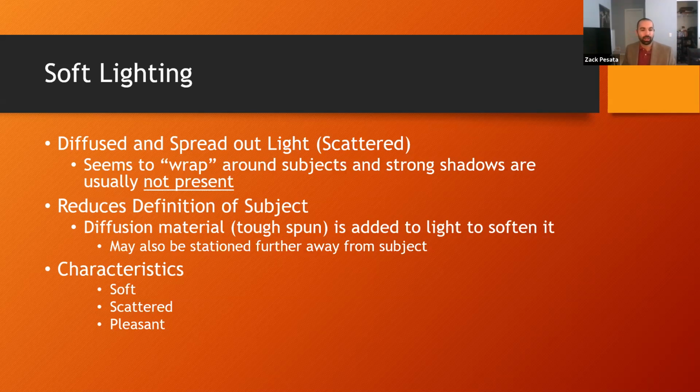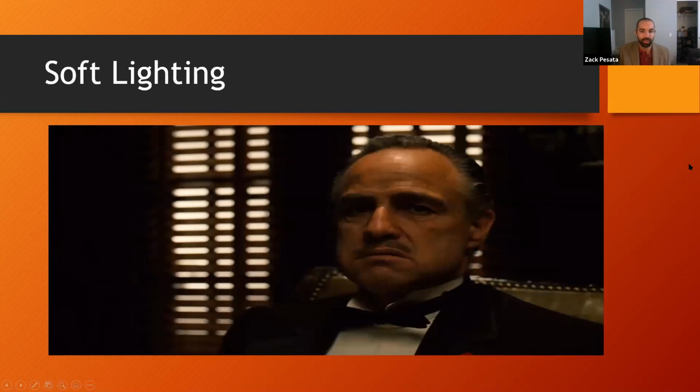The characteristics of soft lighting is that it's soft, it's scattered, it's pleasant. It's also naturalistic and again, just not as cinematic or even artificial. We'll see an example of it. There we go, soft lighting. So here's soft lighting, right?